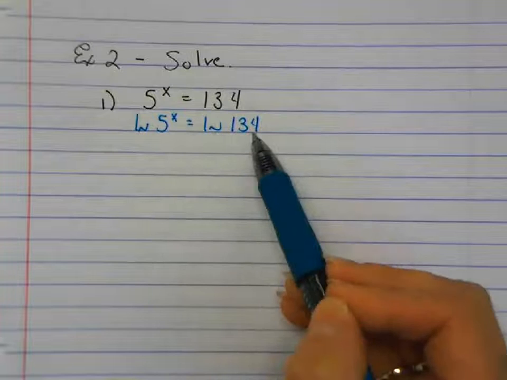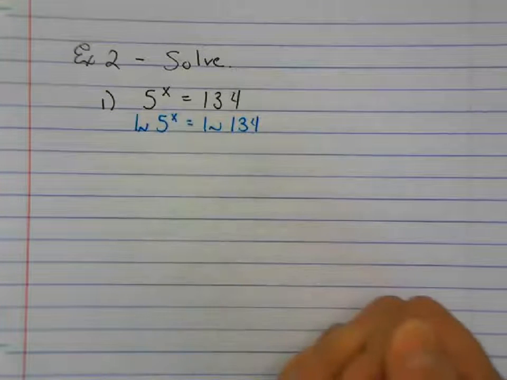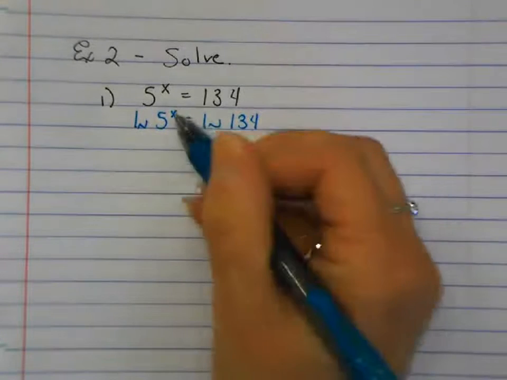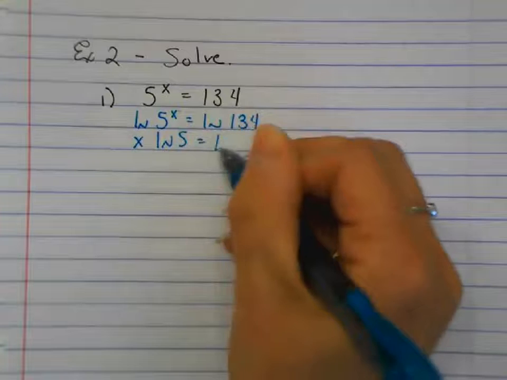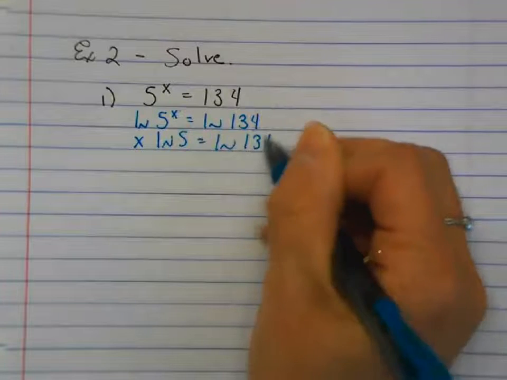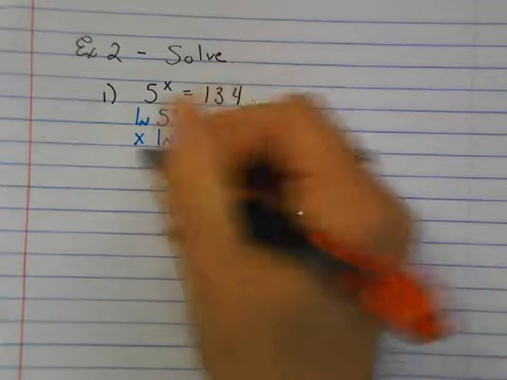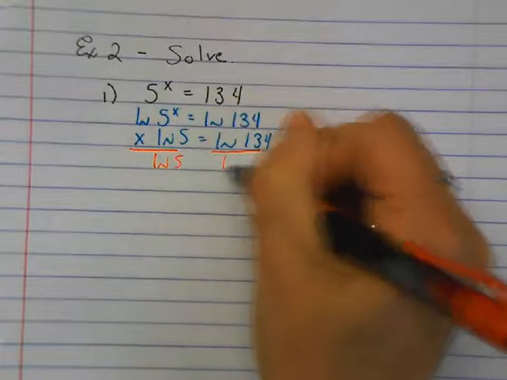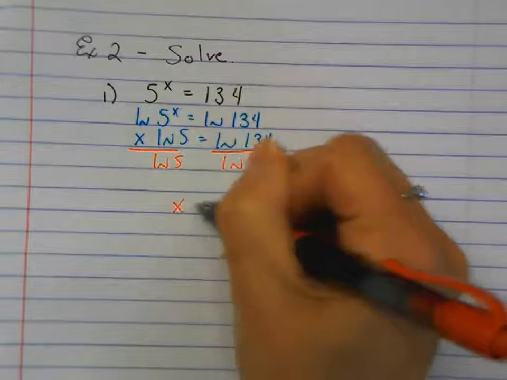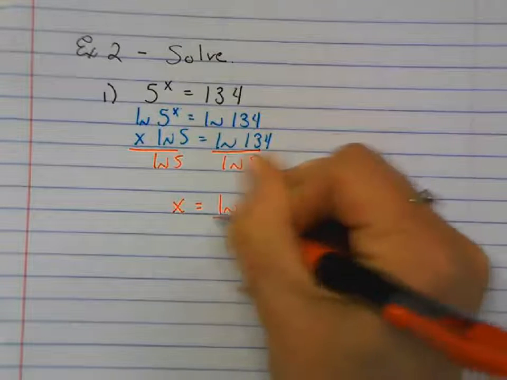Think about for a minute when you were expanding logs and condensing logs. Do you agree that I can write that as x natural log of 5 is equal to natural log of 134? You're solving for x, correct? So, if I'm not mistaken, I should be able to divide both sides by the natural log of 5 and get that x is equal to the natural log of 134 over the natural log of 5.